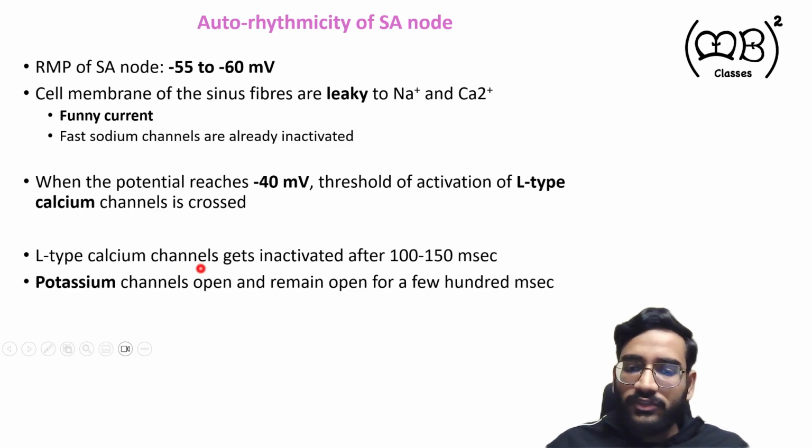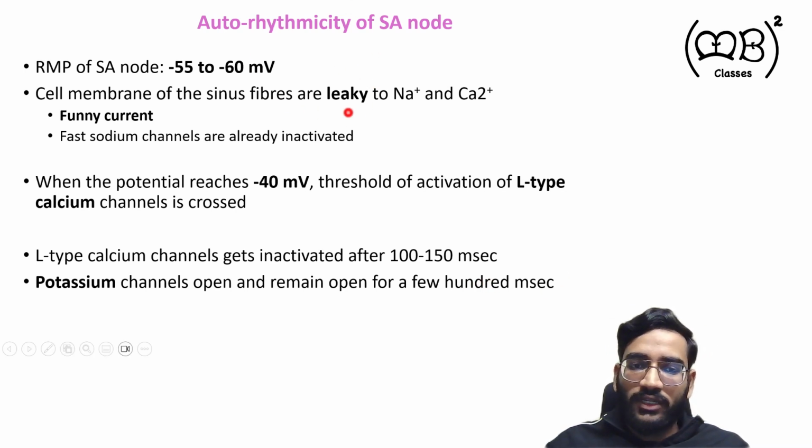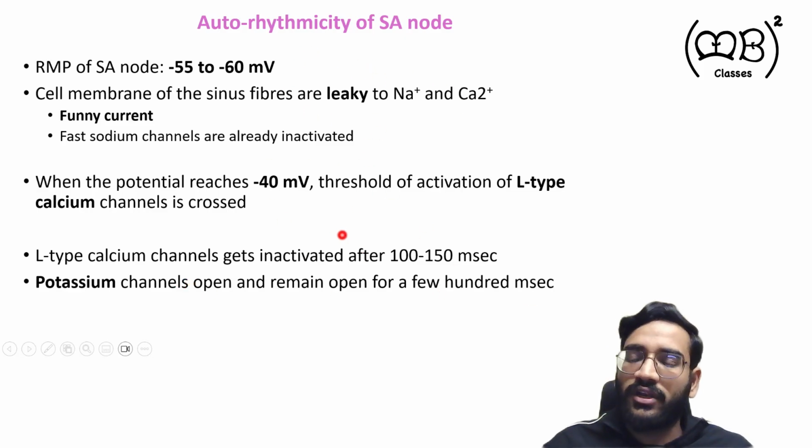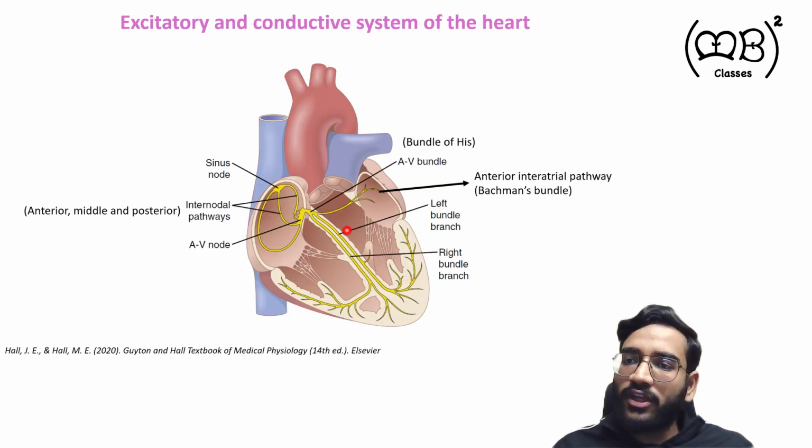Then the potassium channels will open and remain open for a few hundred milliseconds, and then they will close again, leading to increased leaky discharge of sodium and calcium, which is present always, but the potassium will dominate if the potassium channels are open. When the potassium channels close, then the cycle of the action potential generation can resume again. So this is how autorhythmicity of the SA node is there.